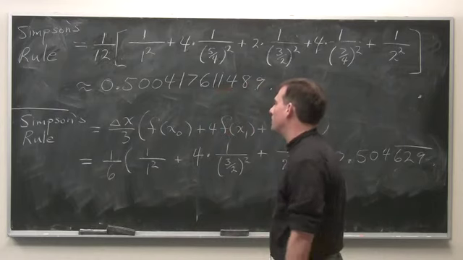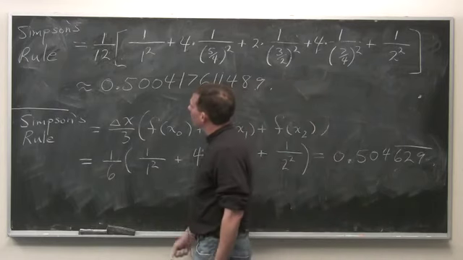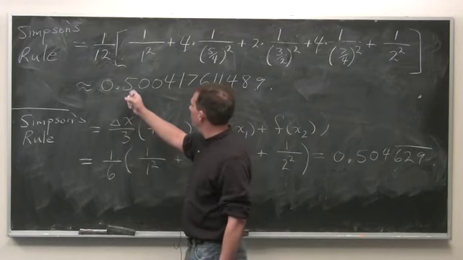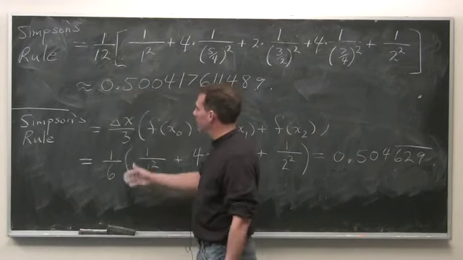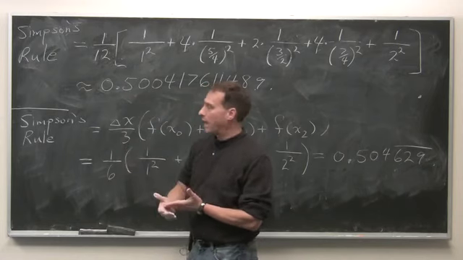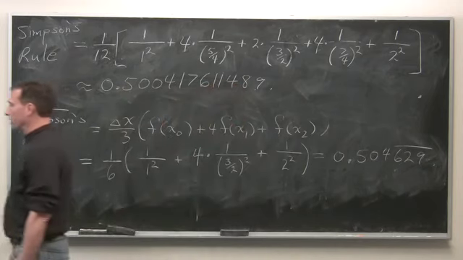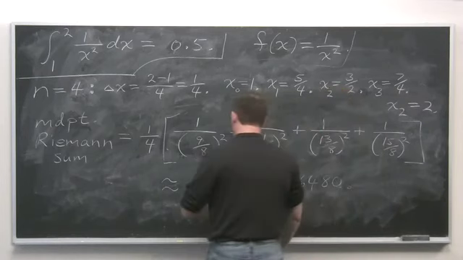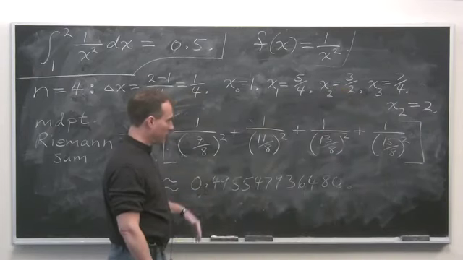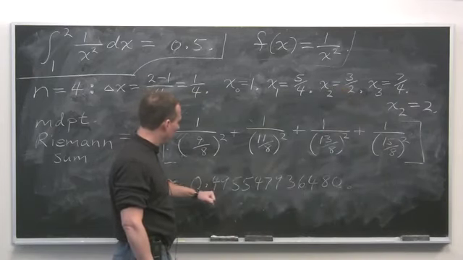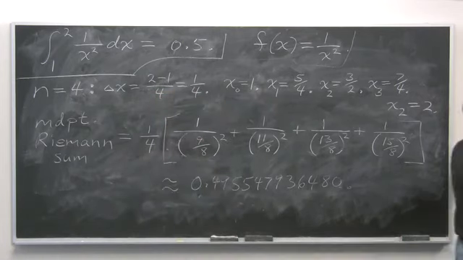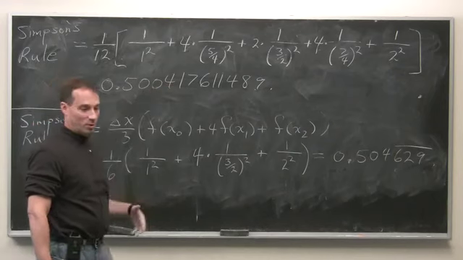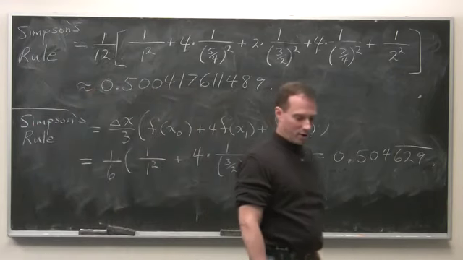How much is Simpson's Rule off by? With just 4 subintervals, it's off by 0.0004176. You know, it's very accurate. It's much more accurate than the Midpoint Riemann Sum, which was more accurate than the Trapezoidal Rule, off by 0.0045. This is 0.0004. It's like 1/10 the amount of error.